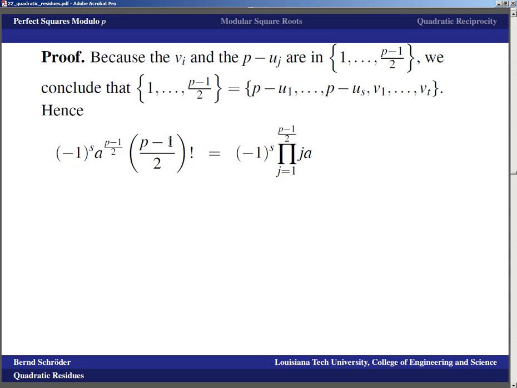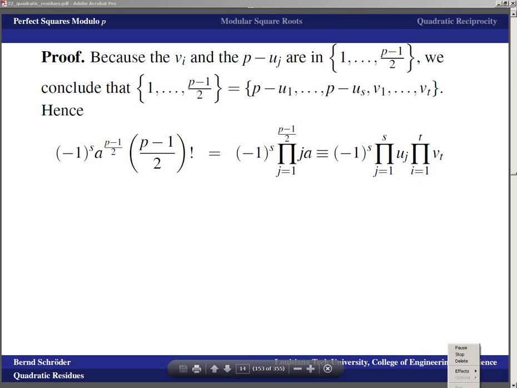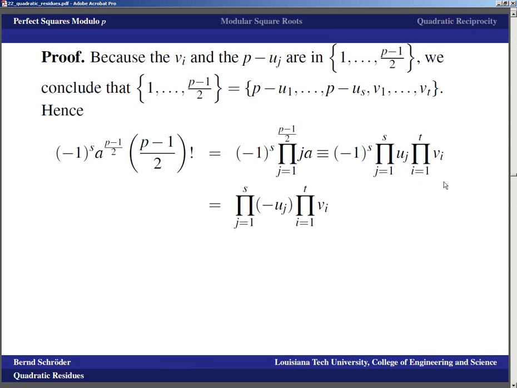Well, that's because the factorial is the product of the j's, and the a to the (p minus 1) over 2. If I put one of these a's into every factor, I get exactly the j's there. But we do know that modulo p, the set of the j's is equal to the set of the u_i's and the v_t's. And so this is (negative 1) to the s, product j equals 1 to s, u_j, product i equals 1 to t, v_i. And that's the product of the v_i's.